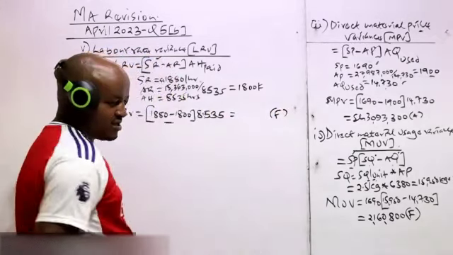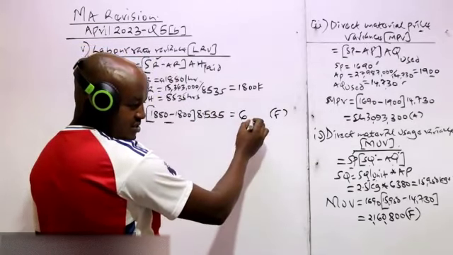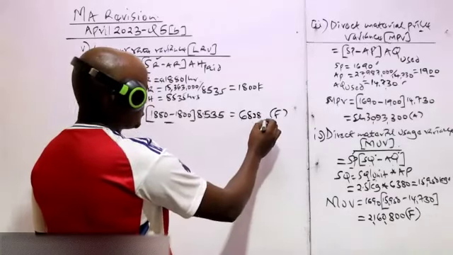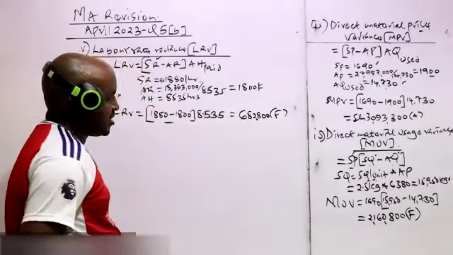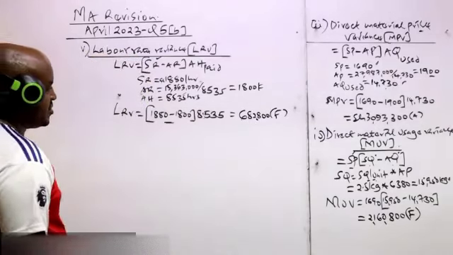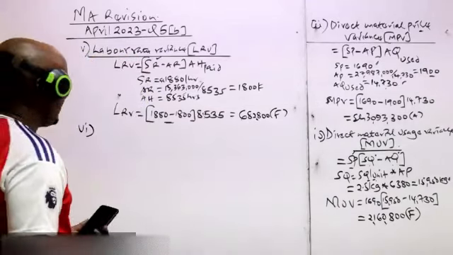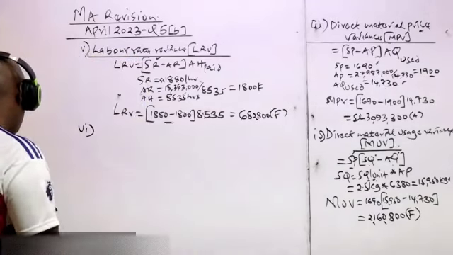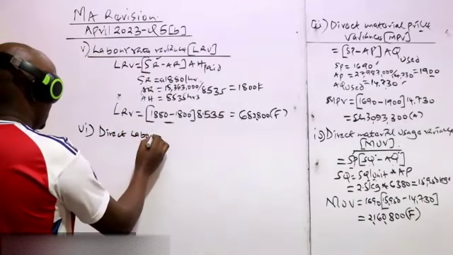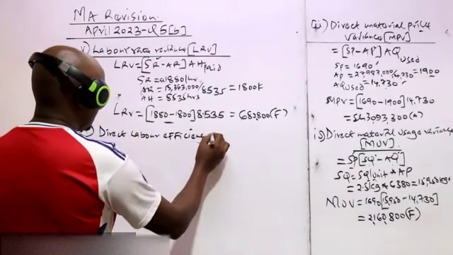Favorable variance of what? Of 6828 100, meaning that is 682,800, which is favorable. Okay, so finally we are required to compute the direct labor efficiency variance.